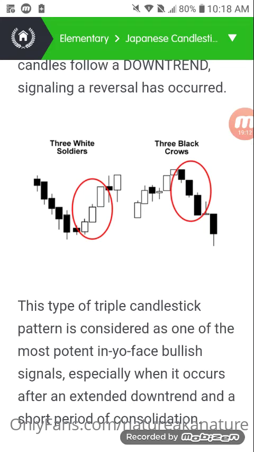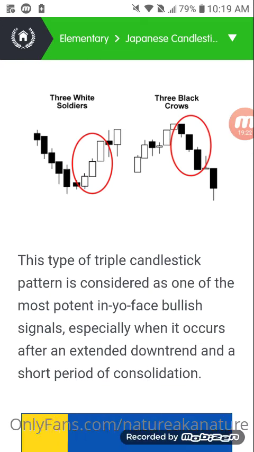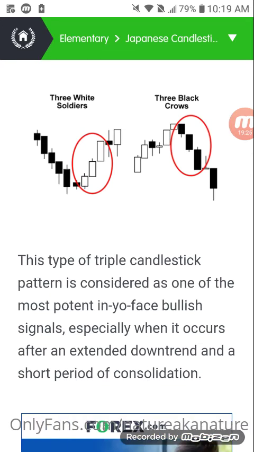Same thing with the three black crows. It's found at the end of an uptrend. We see 3 long bearish candlesticks, which signifies that price wants to reverse. This is a type of triple candlestick pattern, considered one of the most potent in-your-face signals.